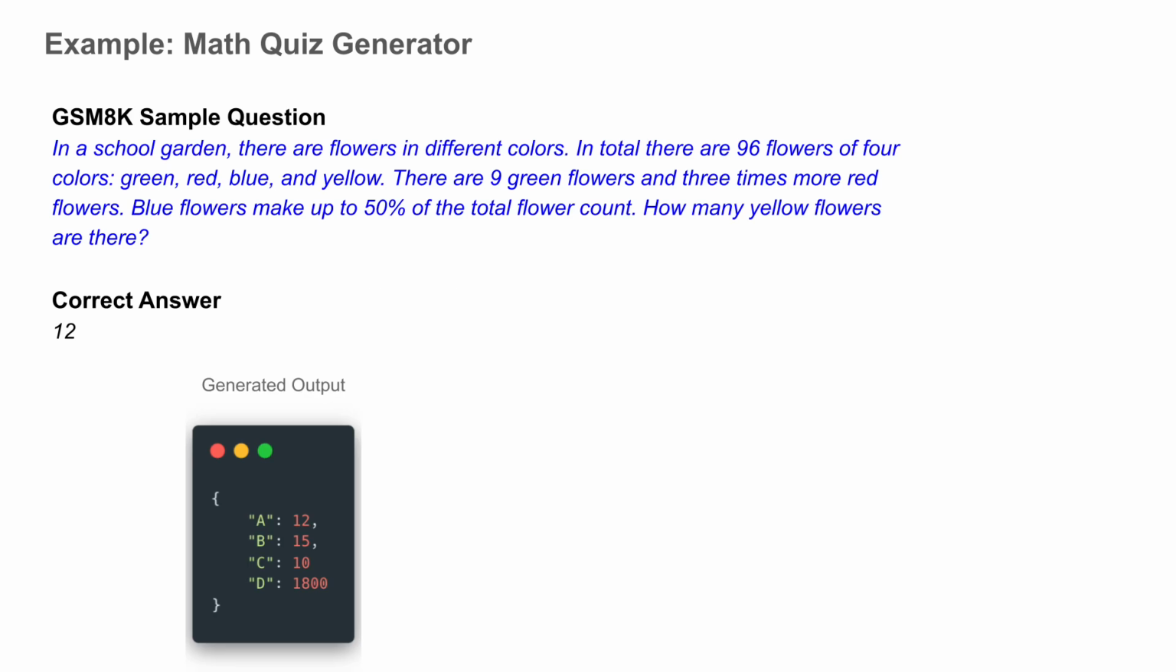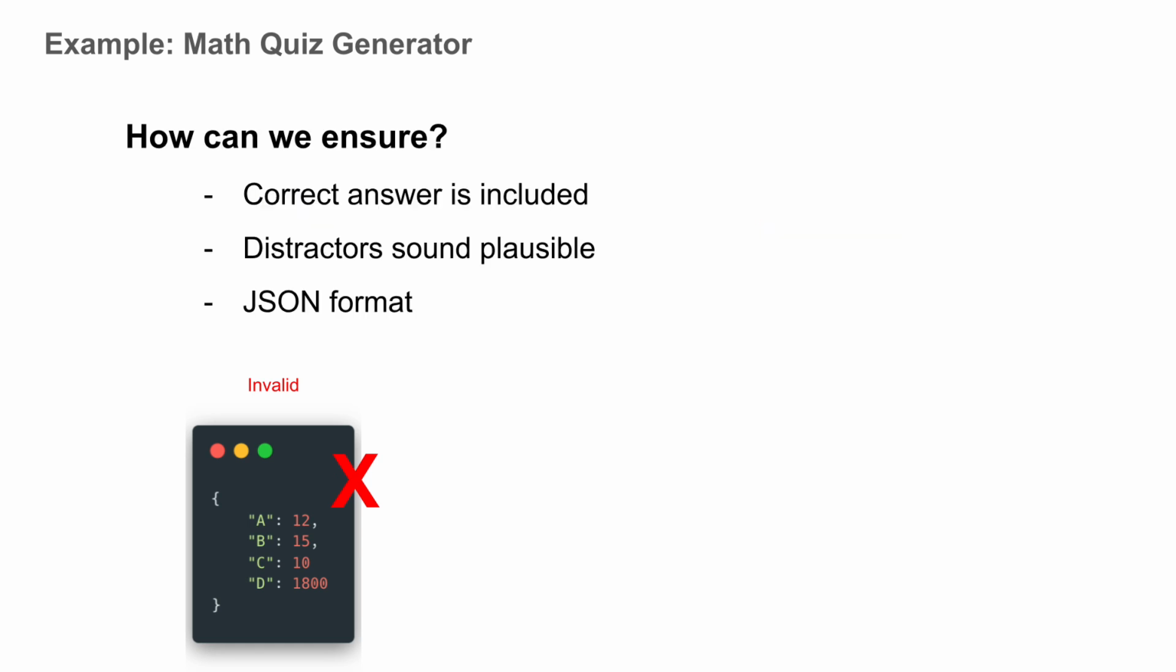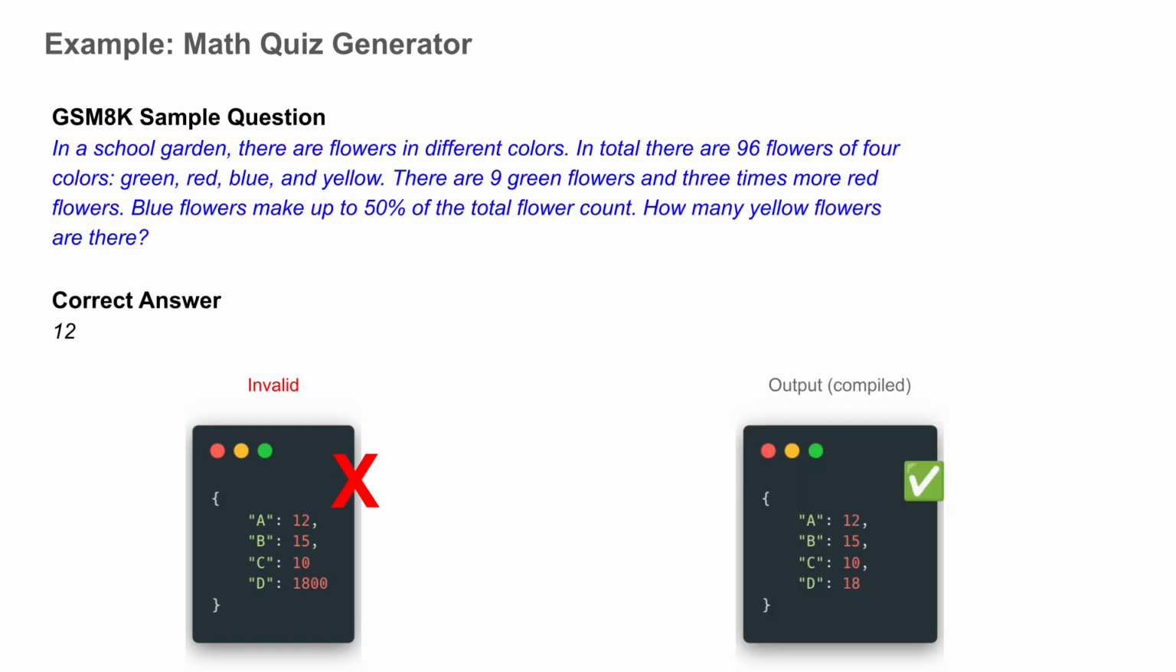Normally, language model systems don't guarantee that any of these requirements will be met. For instance, these answer choices aren't actually valid JSON, and one of the answers, D, is obviously quite different from the others. So again, how can we ensure that the language model's output satisfies our requirements? To get what we need, we can compile our language model pipeline into a DSPy program. Here, sample output from a compiled DSPy program satisfies our requirements.